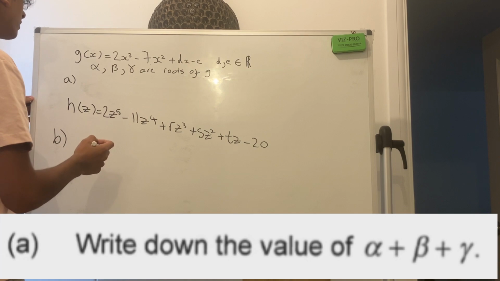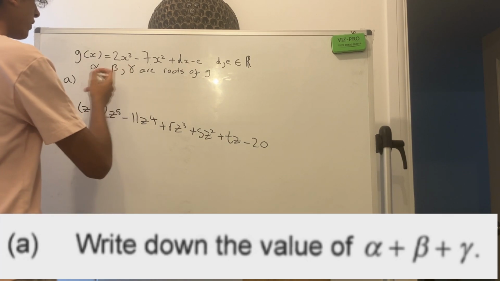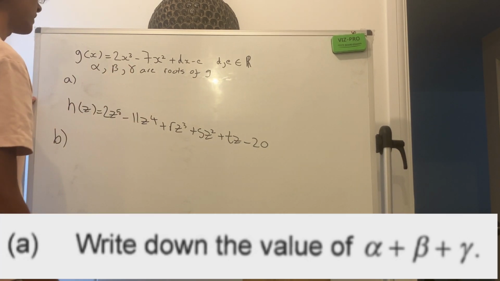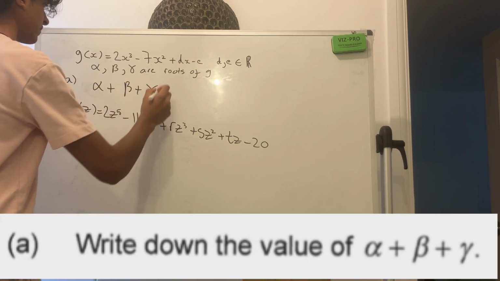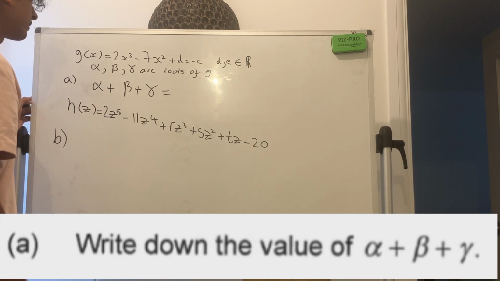In question 7, we're given a polynomial g of x with 3 roots alpha, beta, gamma, and we're asked to find the sum of the roots. We're asked to find alpha plus beta plus gamma. And this is a fairly simple question.